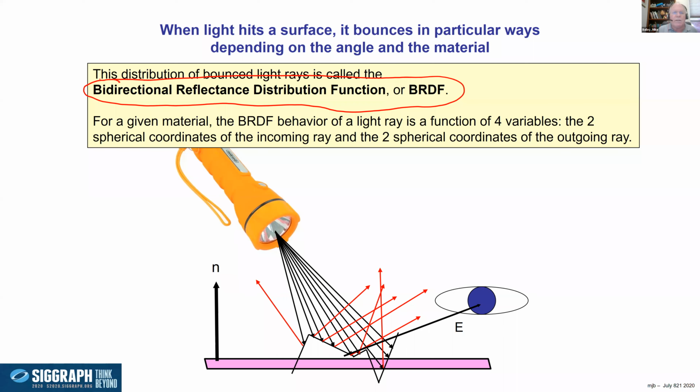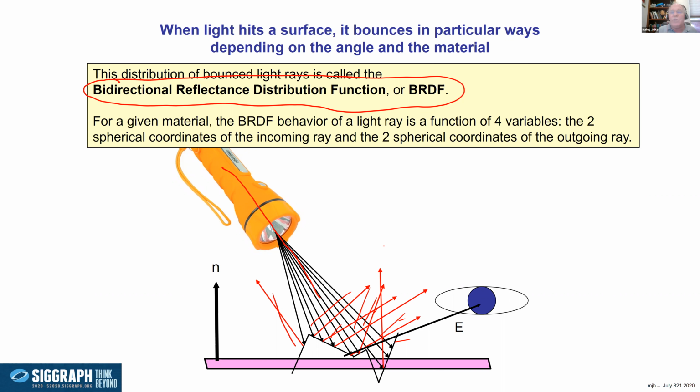People shine lights on different materials. They've got a whole bunch of sensors, and they look at this BRDF. And what they are asking is, for this material, for this angle of light impact, what is the distribution of the bounces coming off the material? And again, there's all kinds of papers about this.